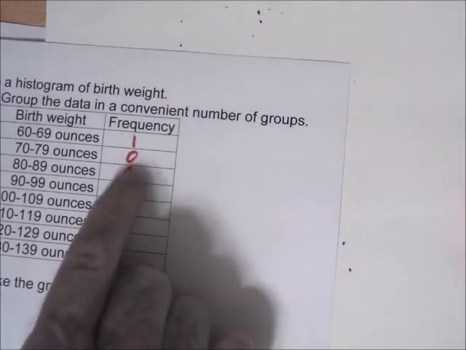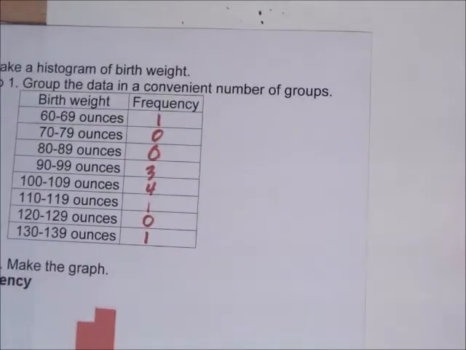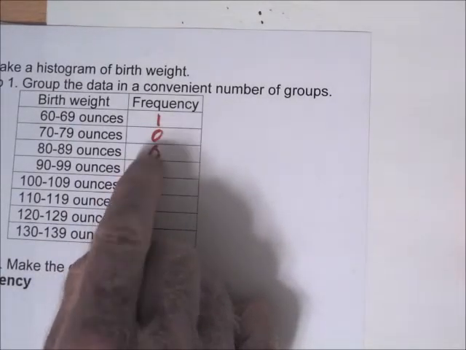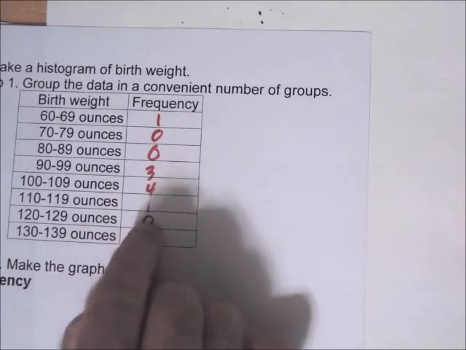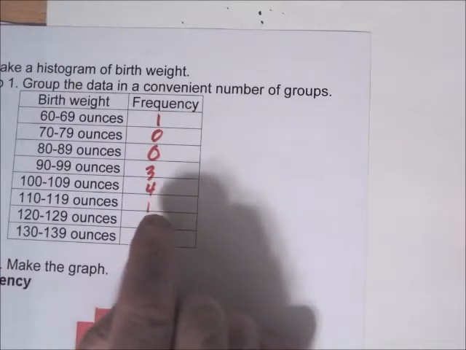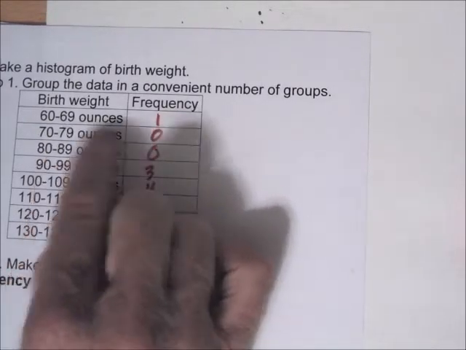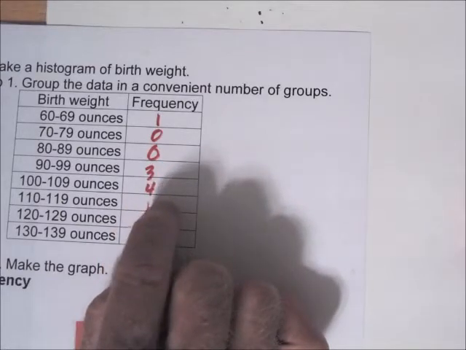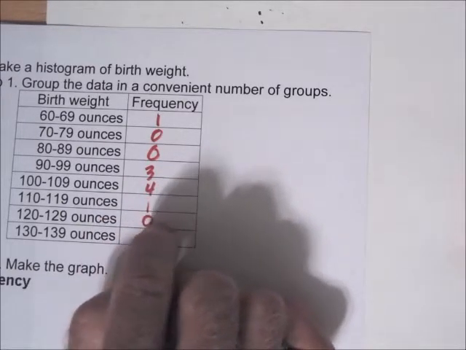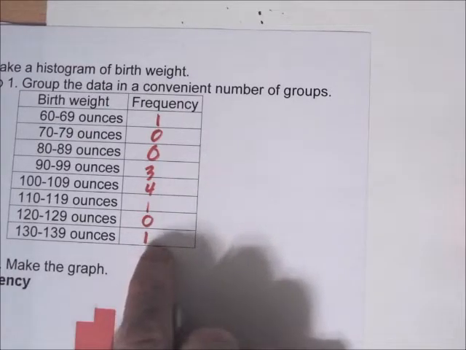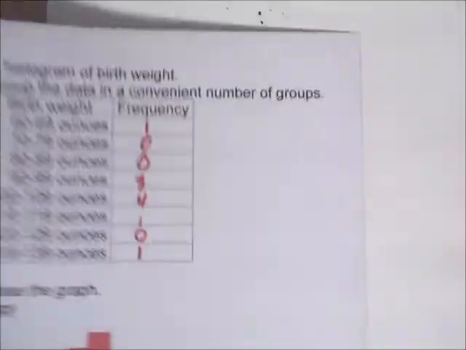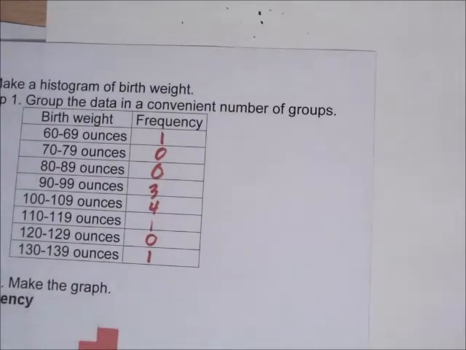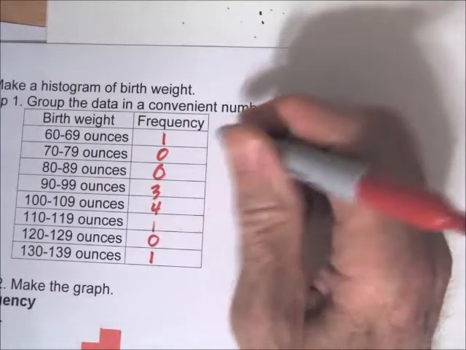But anyway, the histogram. If you have large data sets, you usually want to group the data so that too much detail doesn't obscure the overall pattern. For this example, I grouped these by 10. We had one baby in the 60s, nobody in the 70s or 80s, three babies in the 90s, four babies between 100 and 109, one baby 110 to 119, nobody in the 120s, and one baby in the 130s. Sometimes people are also interested in relative frequency, so you could also do relative frequencies.